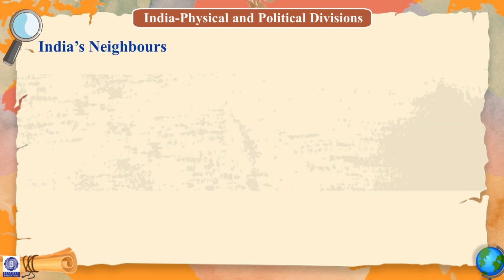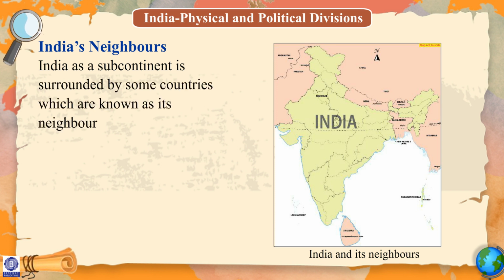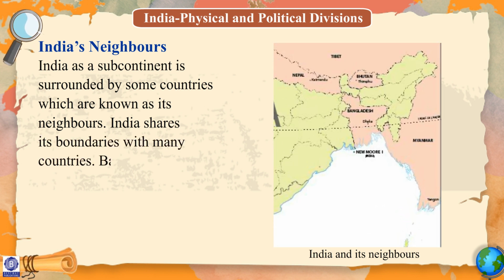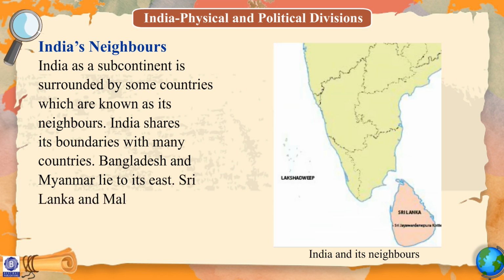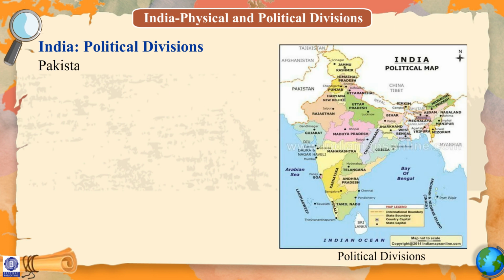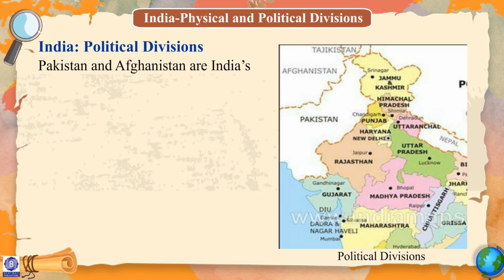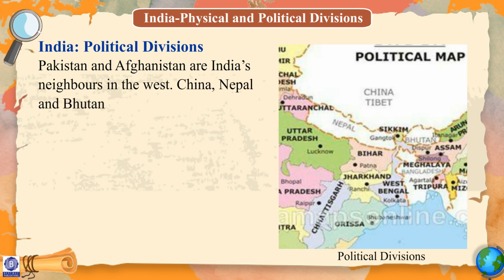India's neighbors. India as a subcontinent is surrounded by some countries which are known as its neighbors. India shares its boundaries with many countries. Bangladesh and Myanmar lie to its east. Sri Lanka and Maldives are to the south of India. India: Political Divisions. Pakistan and Afghanistan are India's neighbors in the west. China, Nepal and Bhutan lie to the north of our country.